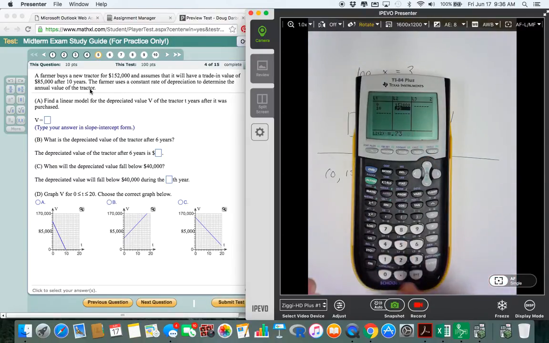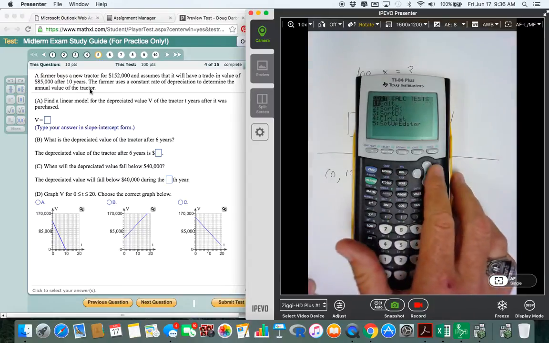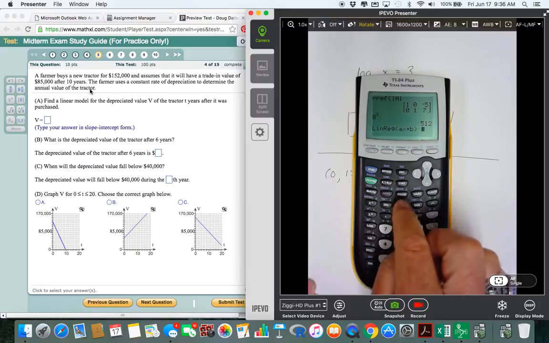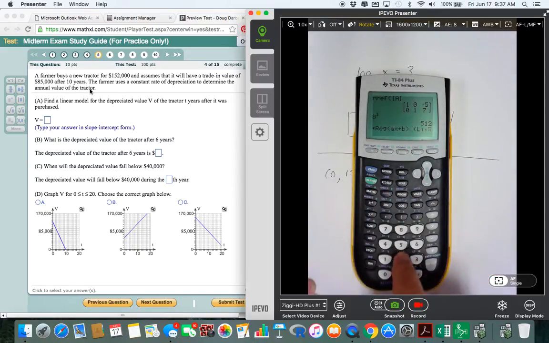So 152,000 and then 85,000. So guys, what did we do before? Stat, calc, linear regression, L1, comma, L2, and we get our answer. Now we're expecting a negative slope here because the value per year decreases.